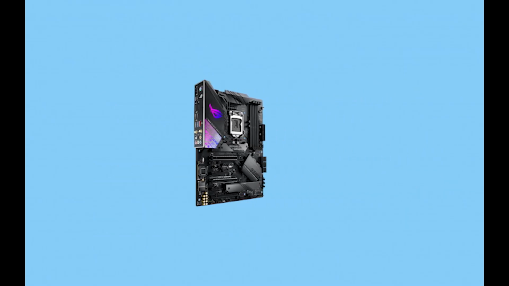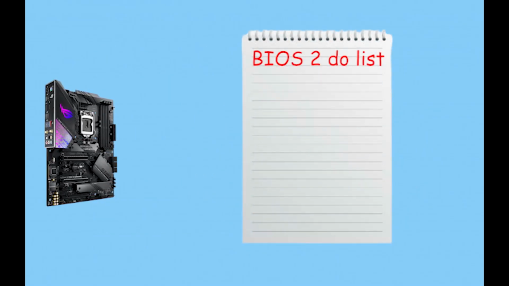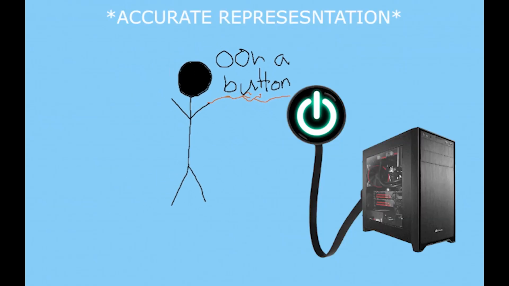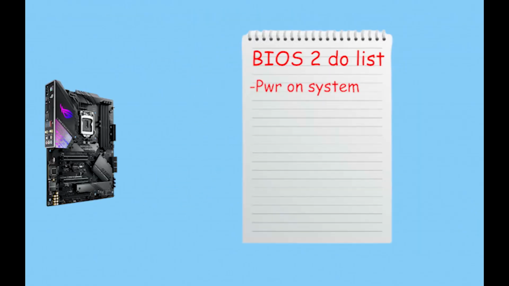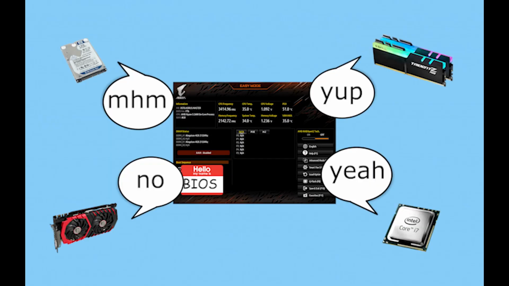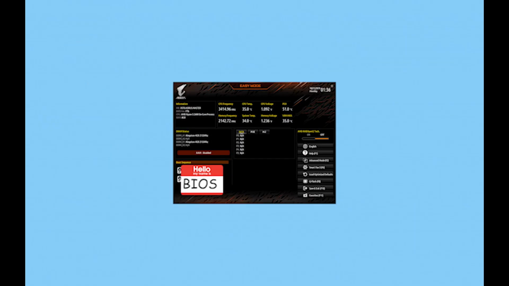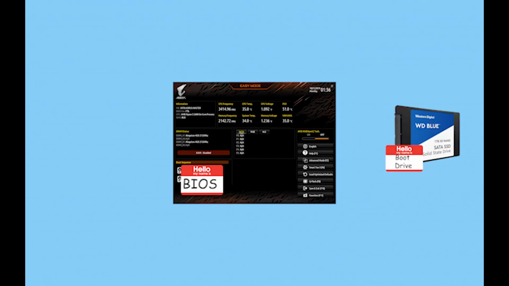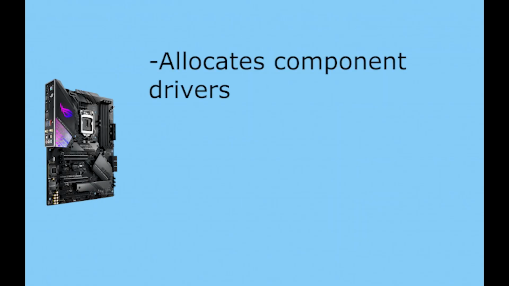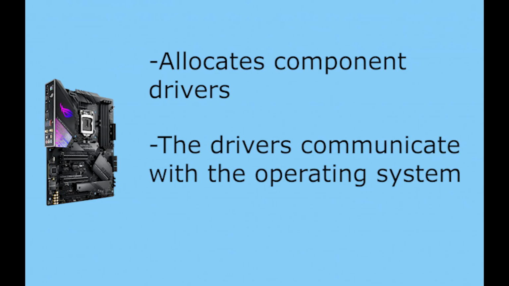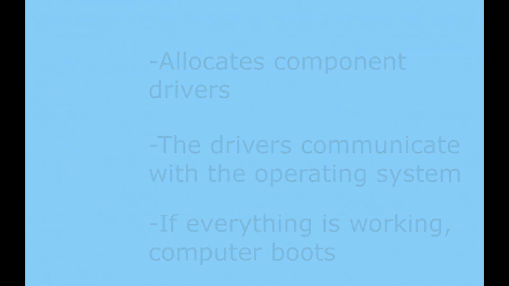The BIOS has a few jobs, one being the responsibility of powering the system after a user presses the power button for their computer. Upon activation, the BIOS does a quick check to ensure that all necessary components are in place and working for the computer to run, then proceeds to check the boot device, the storage piece where the operating system is stored. If everything checks out, the BIOS then allocates the drivers for your components that communicate with the operating system, then finally boots the computer.